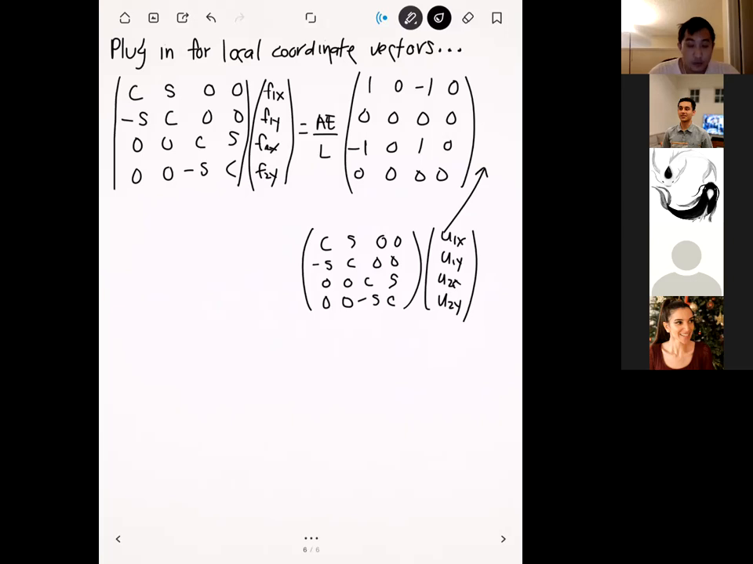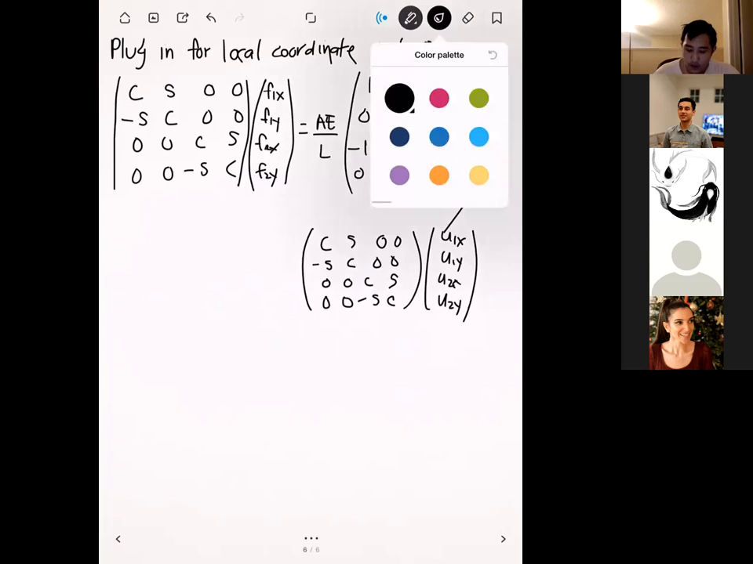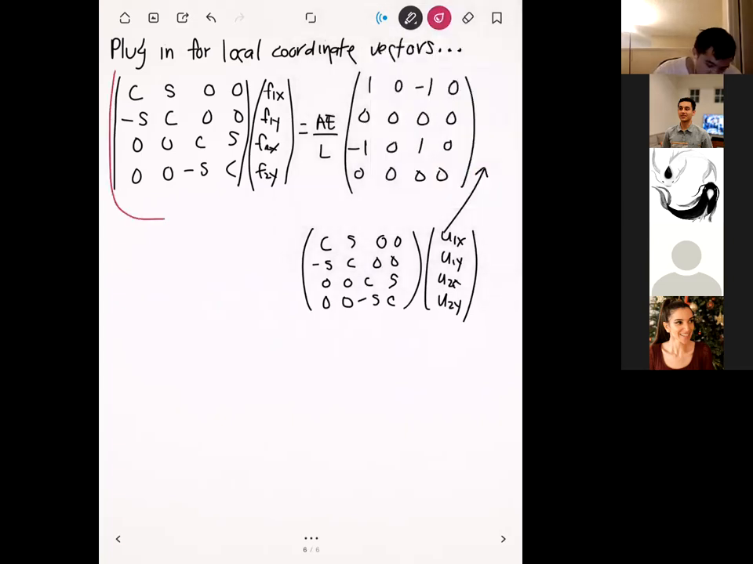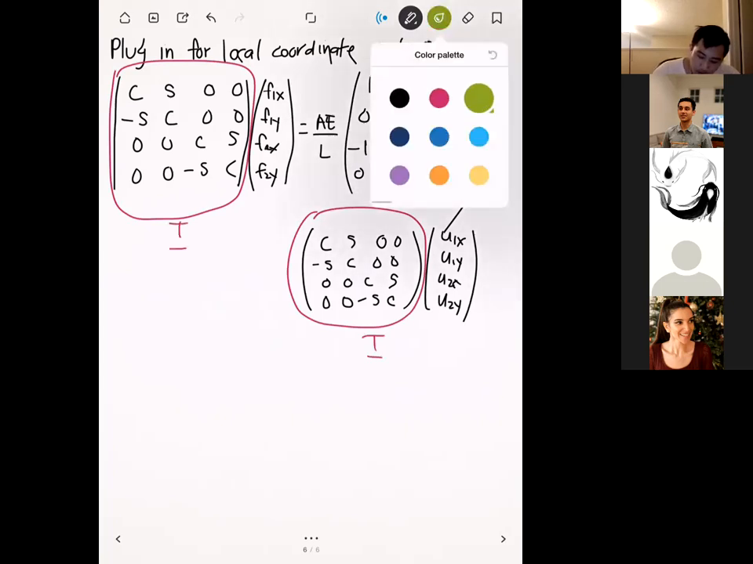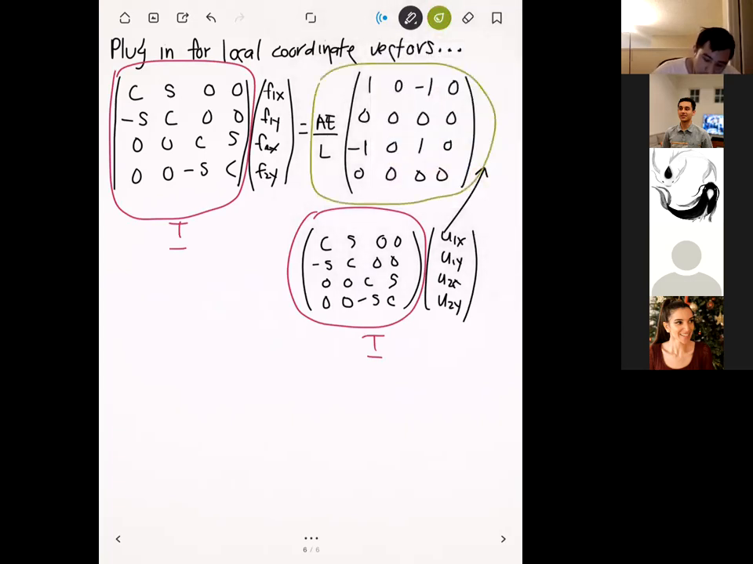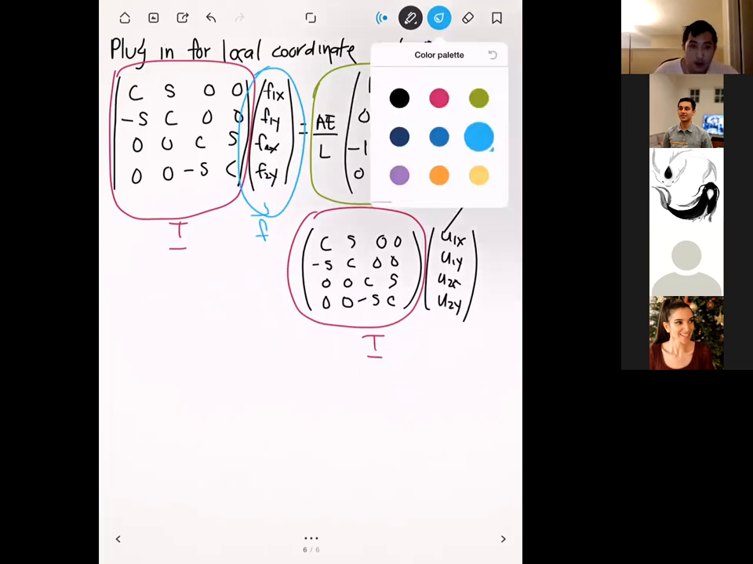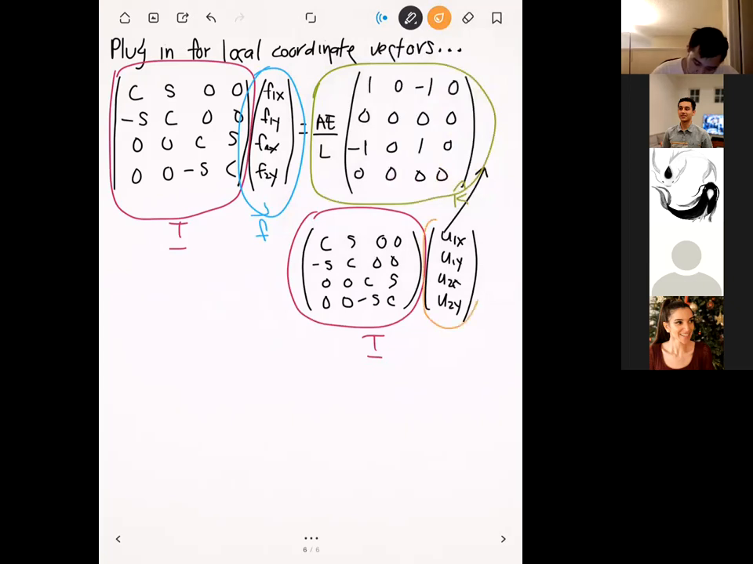Okay. And so now that we've plugged in for all of these, let me replace these with some symbols so that you can see all the matrix stuff that's going on. In red right here, I'm going to call this our transformation matrix T. In green, this will be our K, and I'll put a hat over it because it's our K matrix from our local system. In blue, that's going to be our stationary force vector. And in here, this is going to be our stationary displacement vector.